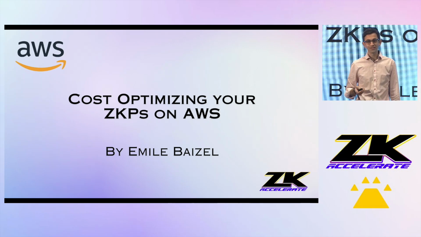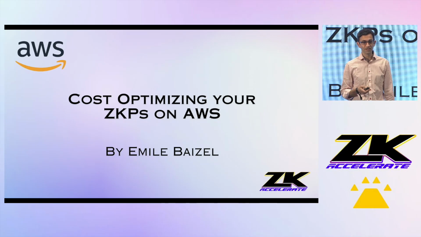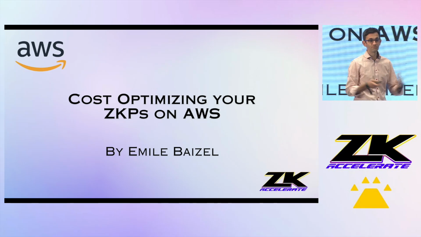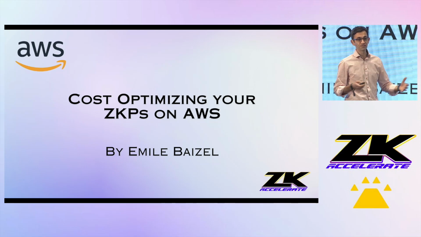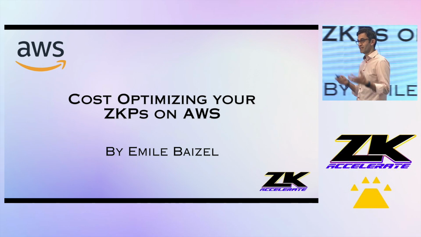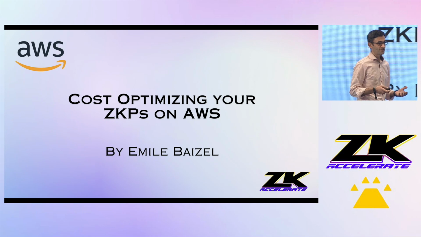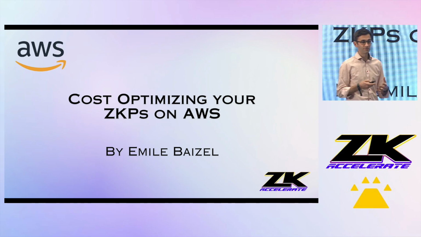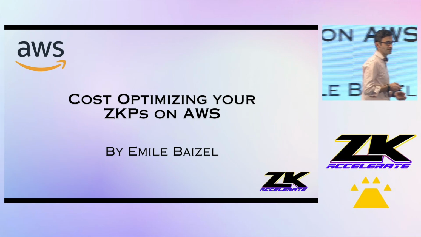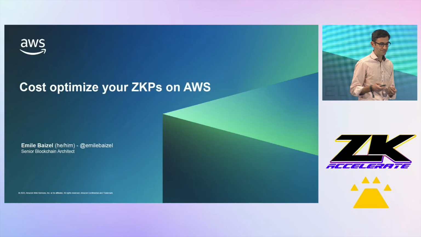Recently, I've had the opportunity to work with a few ZK rollups and ZK bridges who have been building on AWS. A lot of these projects require fairly large instances, so maybe dozens of CPUs, lots of RAM, all that stuff. And a common question which comes up is, how do I reduce the cost of this? So what I want to share today is one way that we designed for reducing the cost of running your ZKPs on AWS. My name is Emile Baizel. I'm a blockchain architect at AWS, so let's get started.